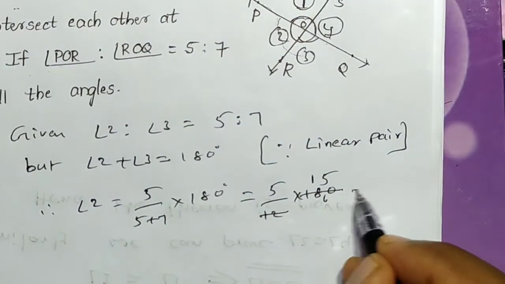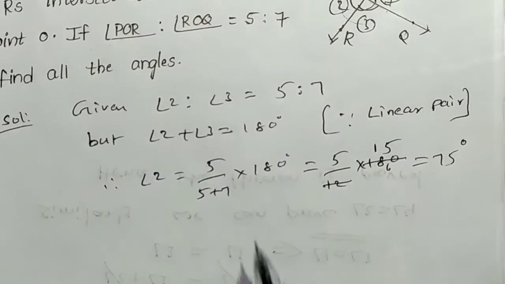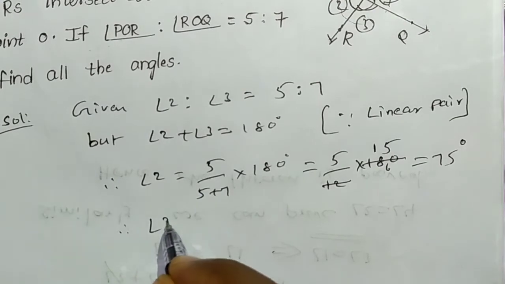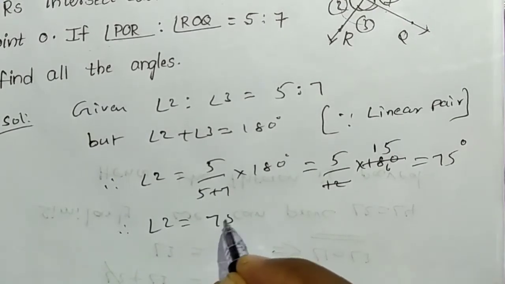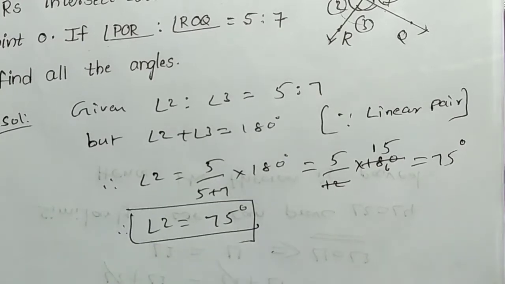15 fives are 75 degrees. Therefore, angle 2 is equal to 75 degrees. So we got angle 2: angle 2 equal to 75 degrees.